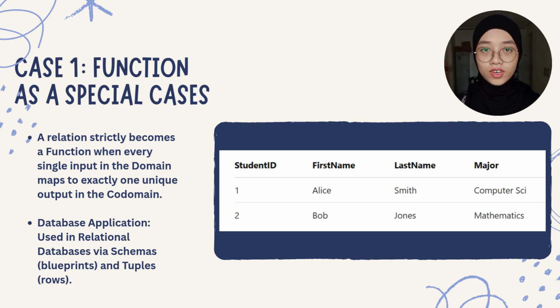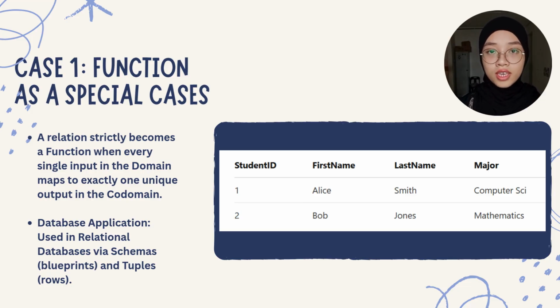Let's explore our first special case, which is functions. In pure mathematics, a relation strictly transforms into a function only when a specific rule is met. Every single input in the domain must map to exactly one unique output in the codomain. An input cannot branch out into two different results. This exact mathematical restriction is used to design relational database management systems.